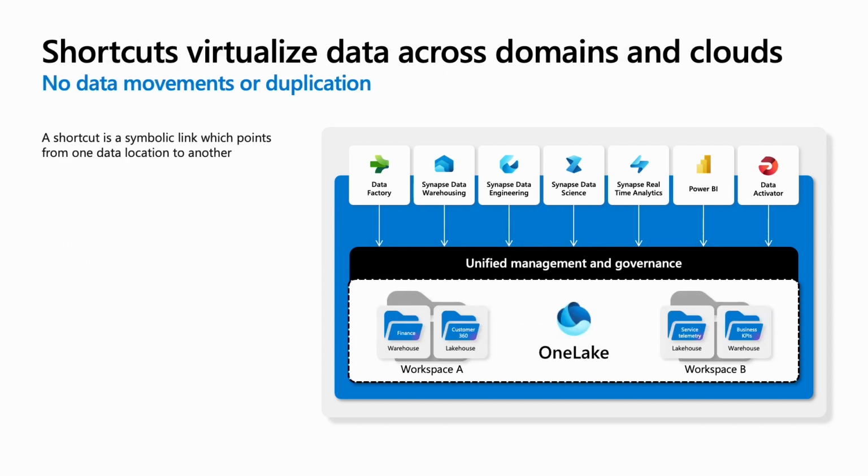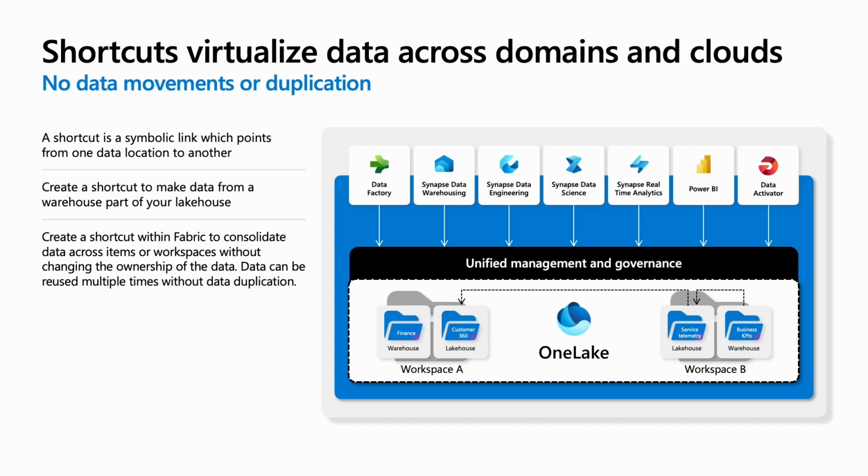A shortcut is nothing more than a symbolic link which points from one data location to another. Just like you can create shortcuts in Windows or Linux, the data will appear in the shortcut location as if it were physically there. Previously, if you have tables in a data warehouse which you want to make available alongside other tables or files in a lakehouse, you would need to copy that data out of the warehouse. With OneLake, you simply create a shortcut in the lakehouse pointing to the warehouse. The data will appear in your lakehouse as if you had physically copied it. Since you didn't copy it, when data is updated in the warehouse, changes are automatically reflected in the lakehouse.